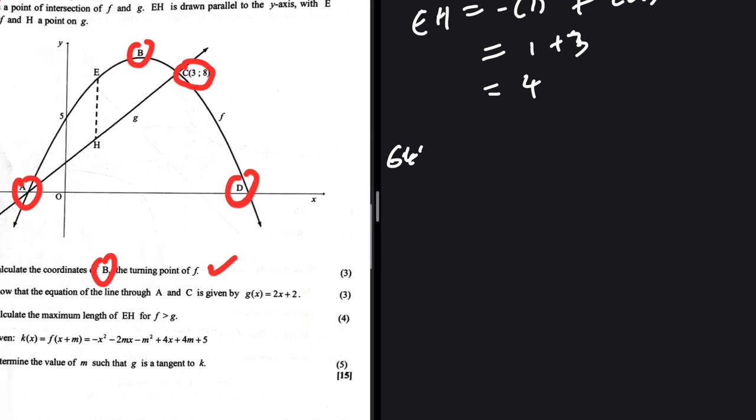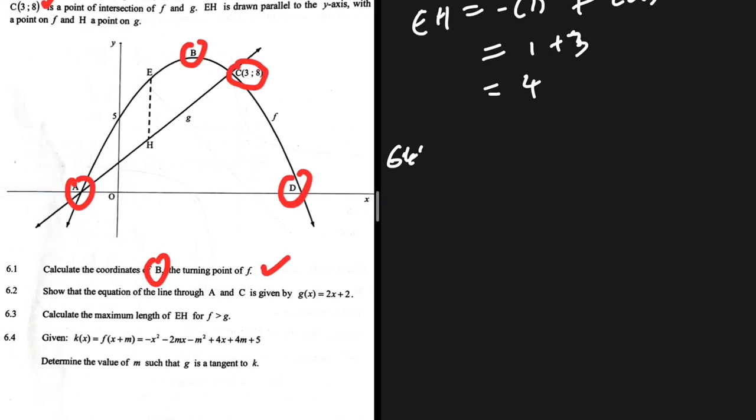Okay, 6.3. Let's take a look at 6.4. So we need to think just a bit. 5 marks. Let's see what is happening. Given that k of x is equal to f of x plus m, and it is ultimately equal to minus x squared minus 2mx minus m squared plus 4x plus 4m. That is a lot. Let me erase that and write it again so that it can fit in the screen, because it seems like there's a lot happening here.